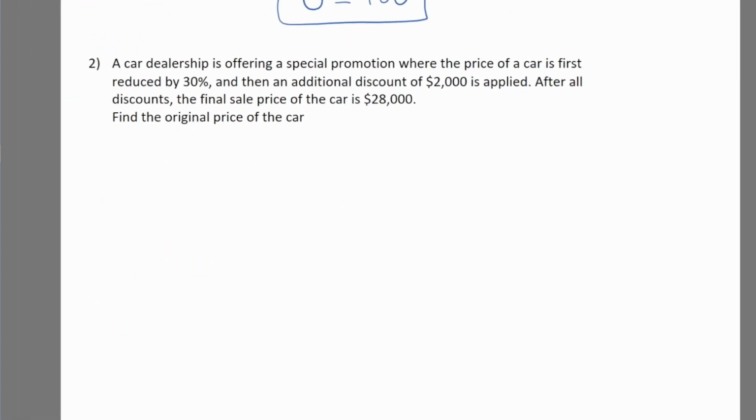Okay. Moving on to the next question. A car dealership is offering a special promotion where the price of a car is first reduced by 30%. Okay. So we're going to reduce it by 30% and then an additional discount of $2,000 applied. Okay. After all the discounts, the final price of the car is $28,000. Find the original price of the car. Okay. So again, we're going to draw a small diagram here to understand the scenario. It really helps.